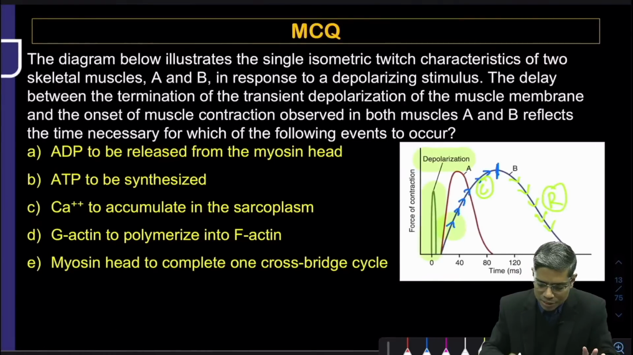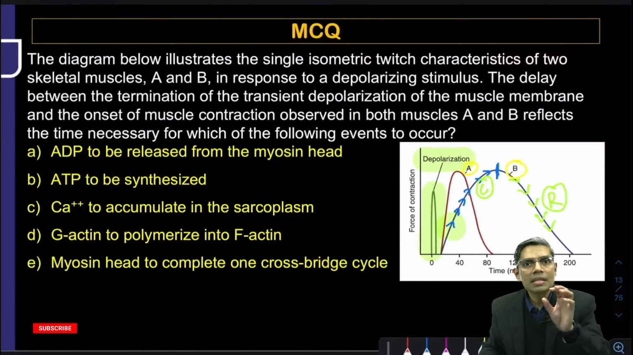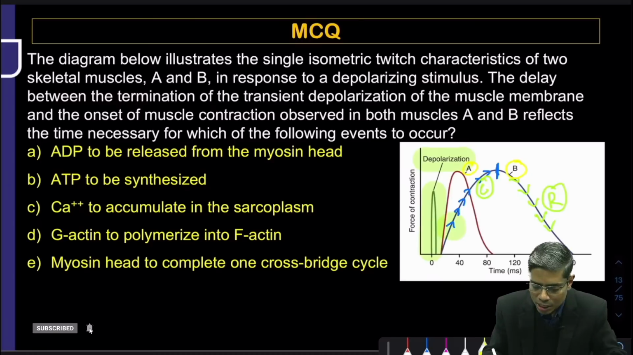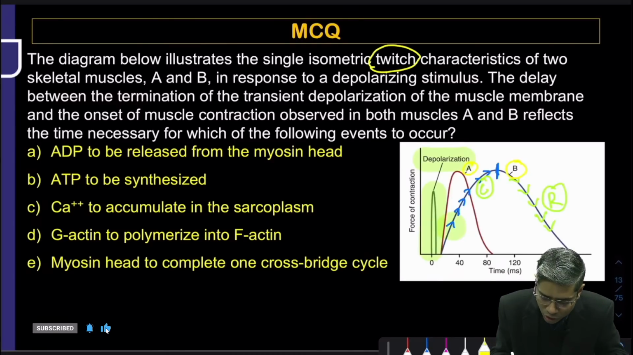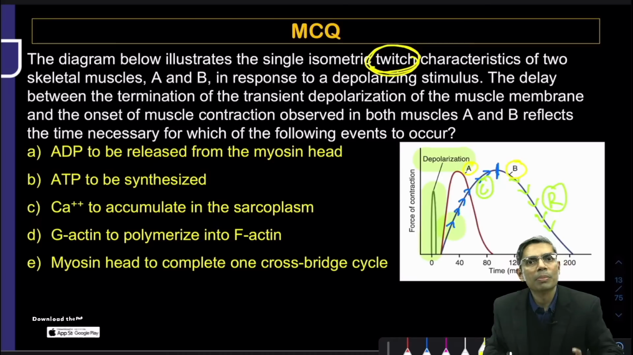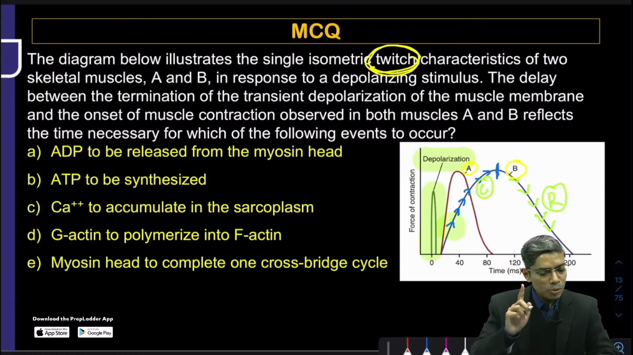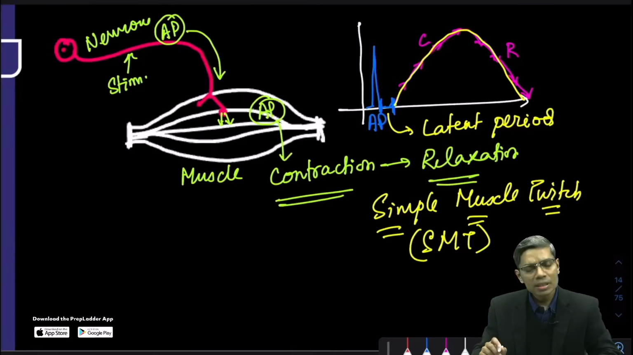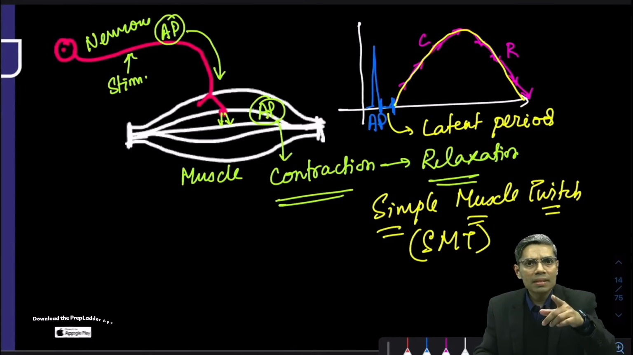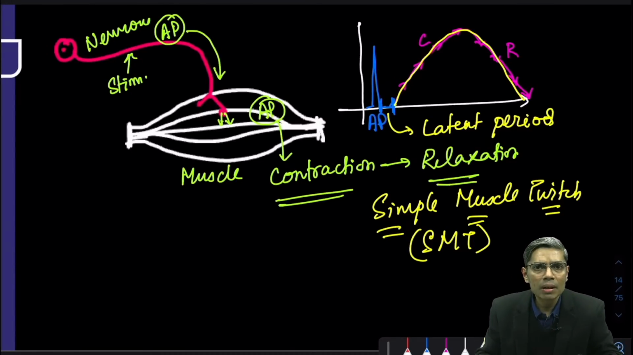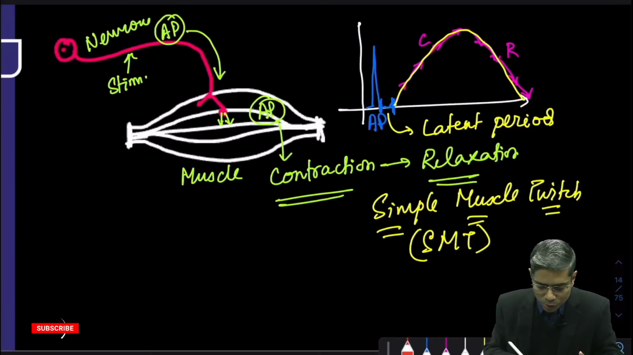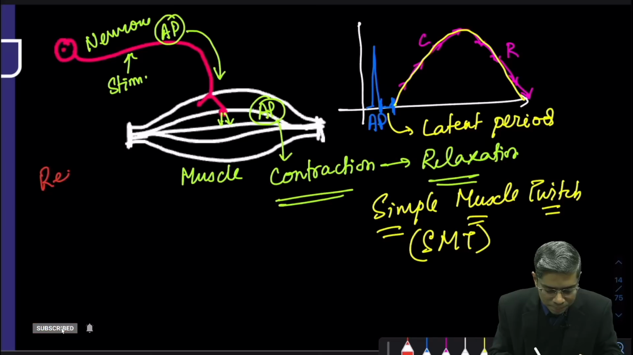Getting my point? So, these A and B, if I ask you what are these? These are muscle contraction and relaxation, or you can say they are the twitch of the muscle, simple muscle twitch. Now, skeletal muscles are of two types. Do you know what the types of skeletal muscle are? There are red muscles and white muscles. All of you know that.